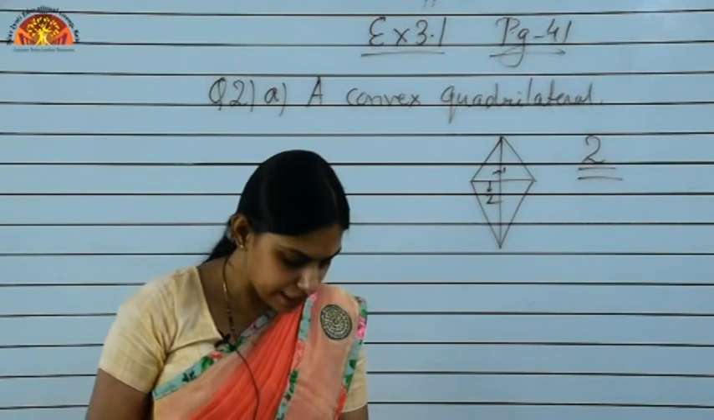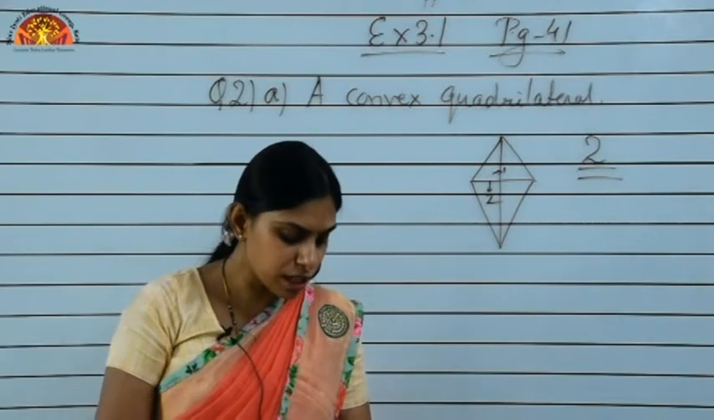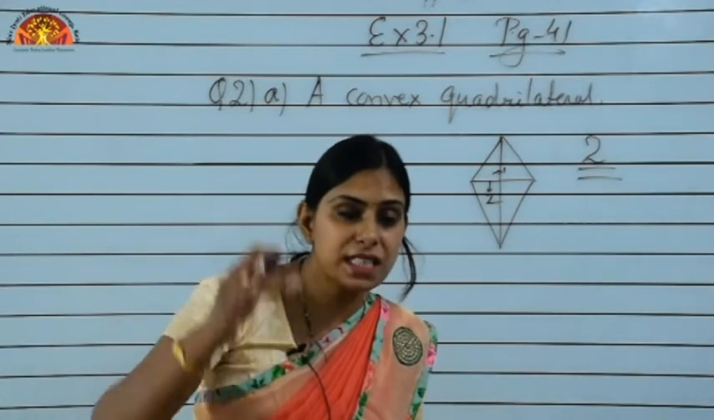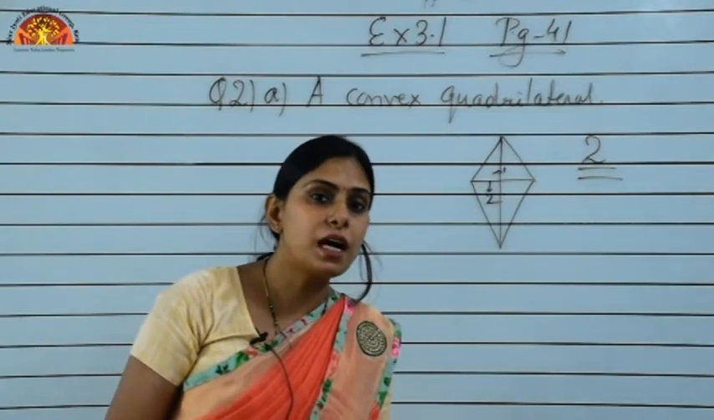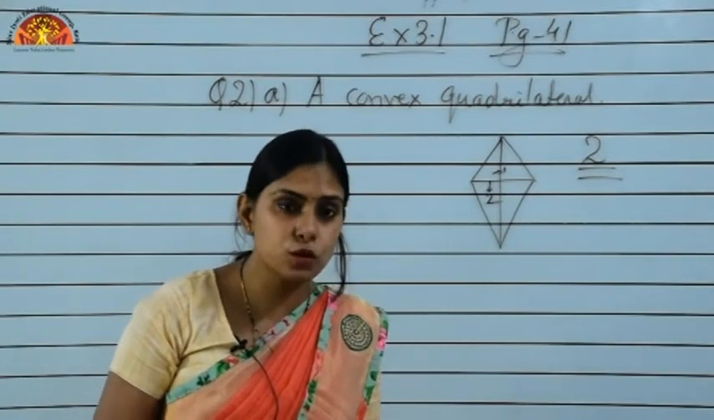Now just see another example over here. If you are talking about a regular hexagon, when you draw the diagonals, the number of diagonals will come out to be 9.